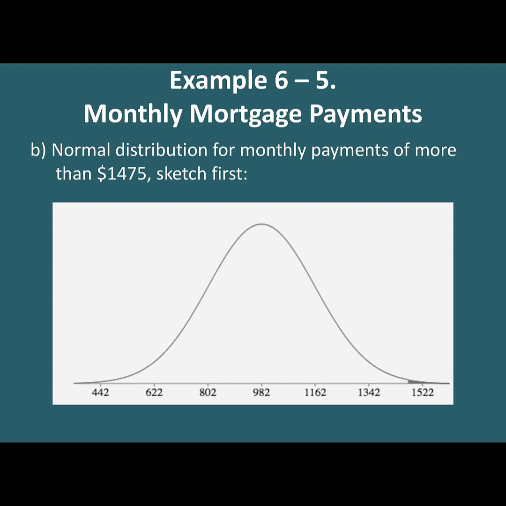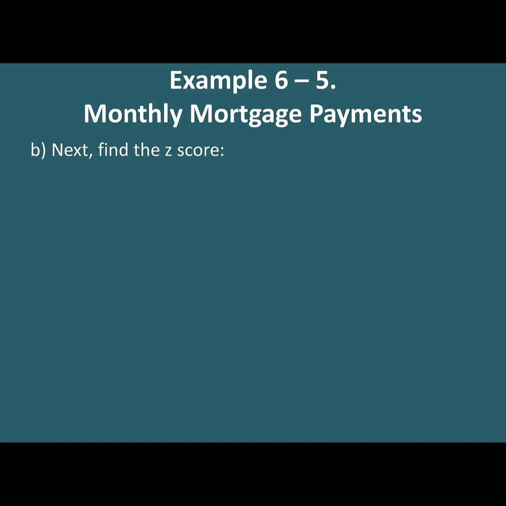B. Let's look at the normal distribution for the monthly payments of more than $1,475. Here's our sketch. Notice here we have a very tiny area to the right of the value 1,475. Now we find the z-score. Once again, it's the value minus the mean divided by the standard deviation. In this case, we get 2.74.